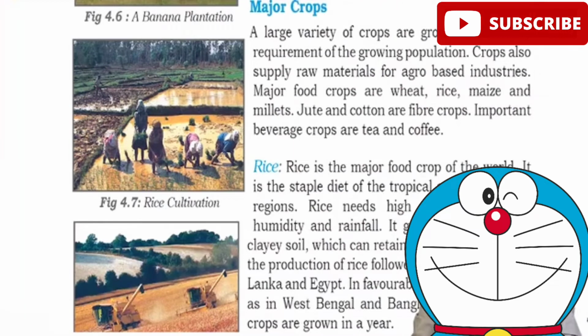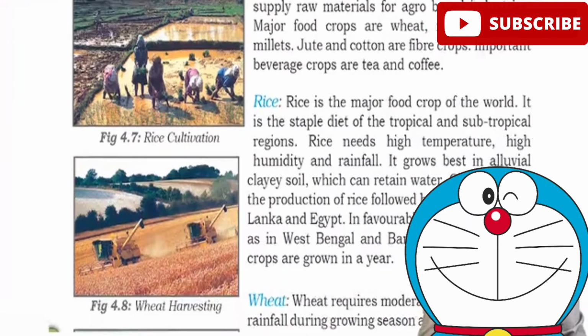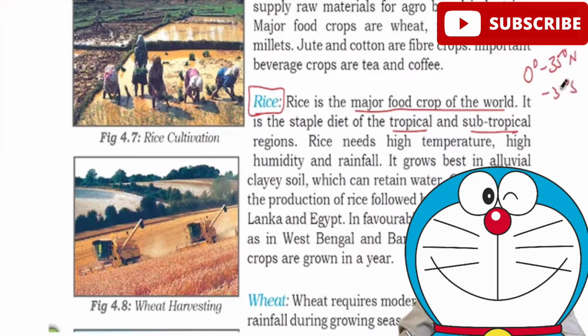So after this, as I have already told you, it is very important for us to look at some of the major crops and the climatic pattern required for their growth. The very first important thing to focus on is rice. Rice is a major food crop of the world. And remember, rice is usually grown in tropical and subtropical regions, that is, from 0 degrees to 35 degrees north or 35 degrees south.